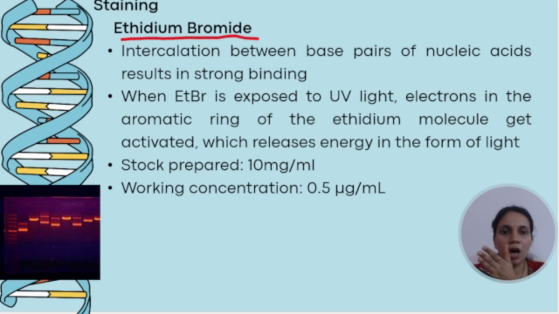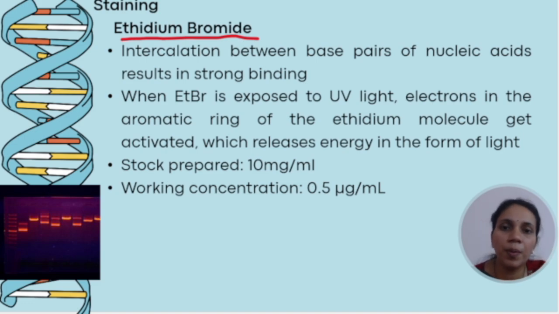And after your entire electrophoresis is done, we keep the gel on the UV transilluminator, where it will get exposed to UV light, and here we see the orange colored fluorescent bands. That is the ethidium bromide which is intercalated between the base pairs of the DNA, seen as an orangish fluorescent band under the influence of UV. Now why does this happen? This is because the electrons present in the aromatic ring of ethidium bromide get excited or activated and release the energy in the form of light, which is visualized as bright orange fluorescent bands.